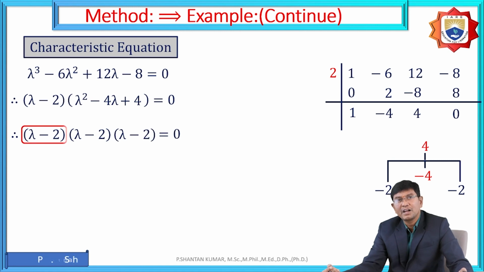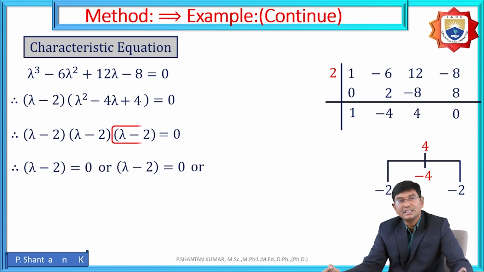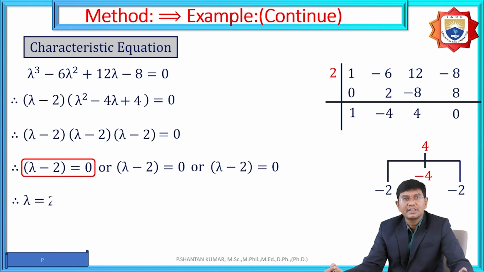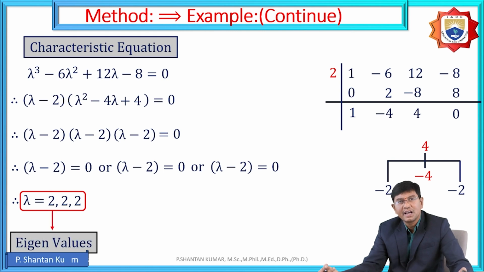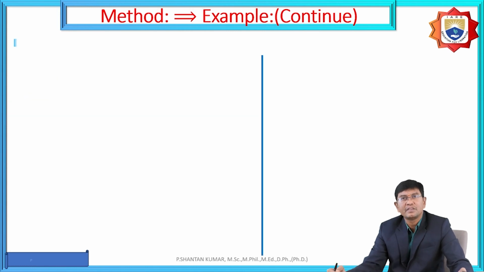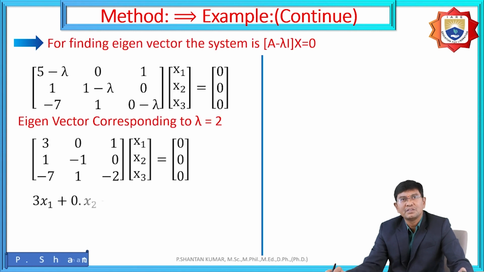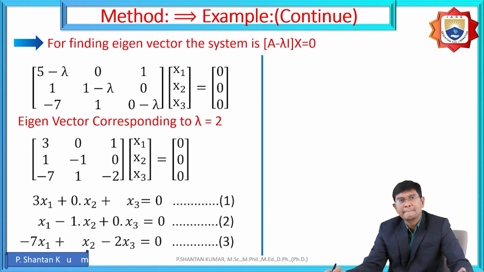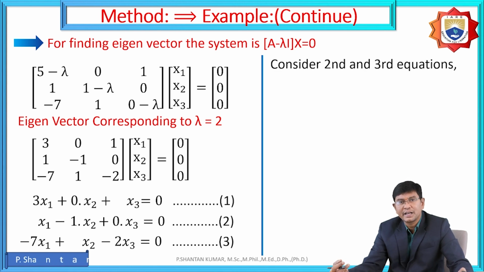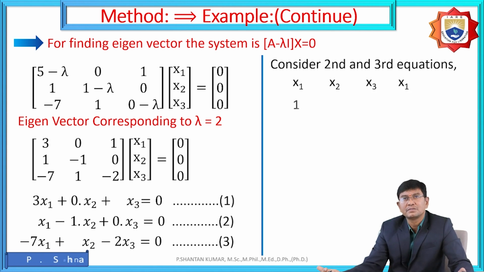See, in this problem we observe that lambda is repeated 3 times. That means we need to find the eigenvector for one particular eigenvalue. If you understand how to find the characteristic equation and the eigenvalues, the corresponding eigenvectors are also based upon these conditions. Similarly, by taking the first and second, or second and third, or first and third, because here the 3 equations are different equations.